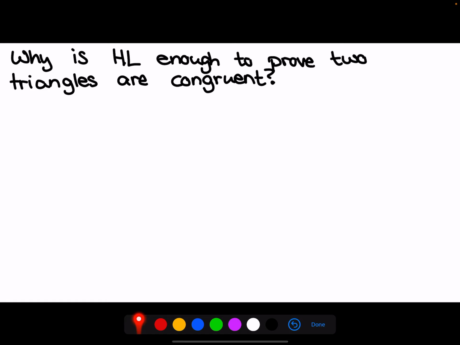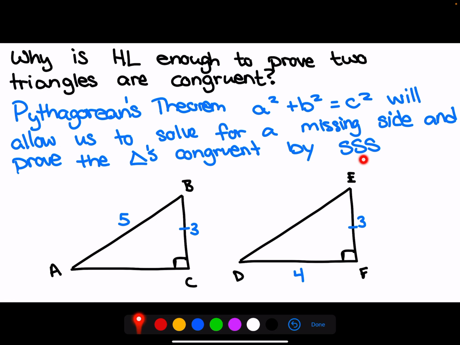Why is HL enough to prove triangles are congruent? Why wasn't it included earlier? Well, it deals with Pythagorean's theorem, a squared plus b squared equals c squared. If we use Pythagorean's theorem, we would be able to solve for a missing side length. And since HL requires two side lengths, a hypotenuse and a leg, using Pythagorean's theorem, we'll be able to find the third side length. Well, if I have three side lengths that are congruent, those triangles would be congruent by side, side, side. So again, using Pythagorean's theorem allows us to find our third side length, which will allow us to show that the two triangles are congruent by side, side, side. Now also, if I'm able to find a second side length, then I may be able to say that the two triangles are congruent by side, angle, side. It just depends on the triangles that we're given.